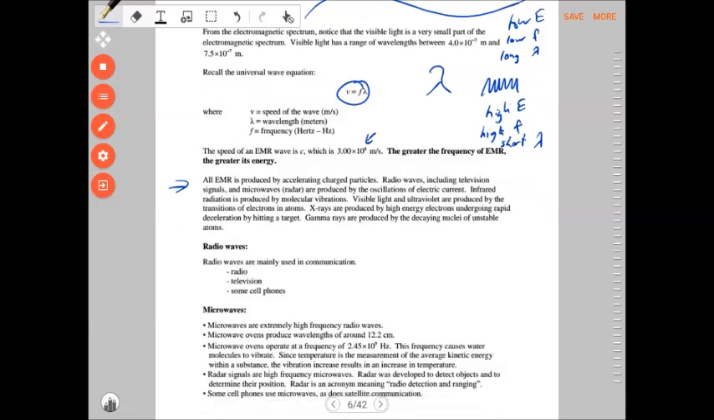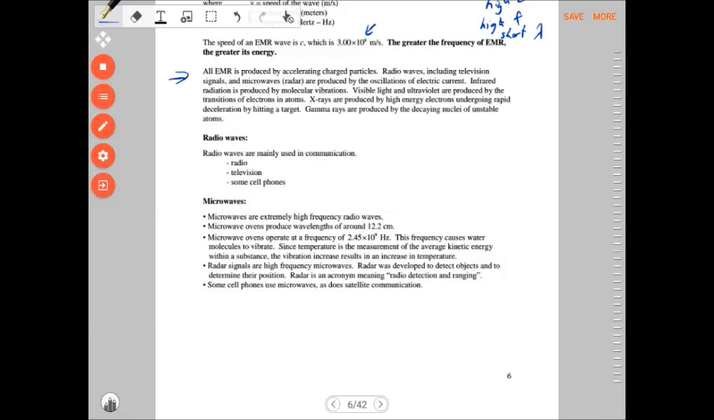Now we're going to talk very briefly about each individual kind. Radio waves are mainly used in communication, so radio, TV, and some cell phones use radio waves. Microwaves are extremely high frequency radio waves. Microwave ovens produce wavelengths of around 12 centimeters, and operate at a frequency of 2.45 times 10 to the 9th hertz.